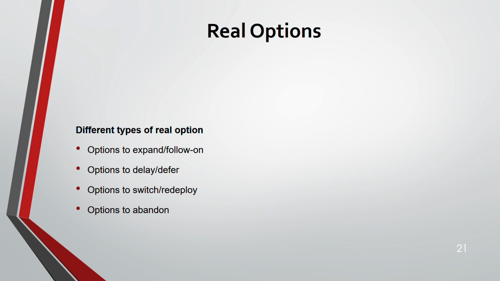Option to delay, sometimes you have an option to delay also. Maybe you want to wait till market conditions improve or you get more information from the market, so you have that option to delay. You have to give that value. You need to find the value of that option to delay, how much value it is. Third is option to switch. Sometimes you can switch in between. If you feel the demand is not going, the market is not doing well, you switch to some other product, some other service. Option to abandon, you totally abandon. So these are the 4 types of options.